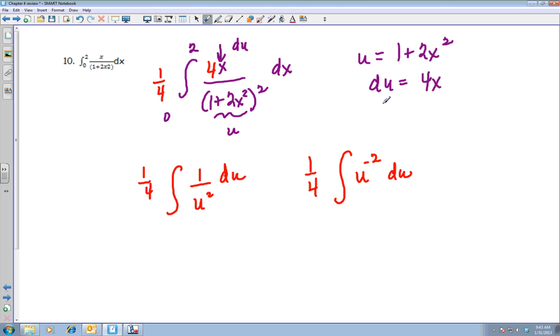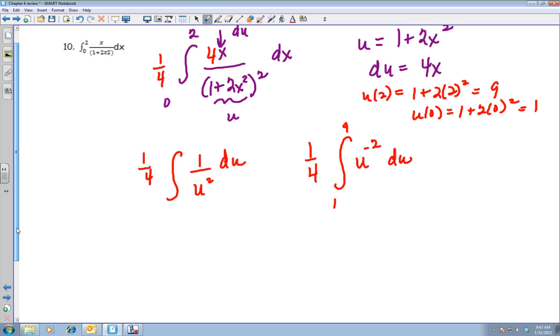I'm going to plug in 2. So u of 2, 1 plus 2 times 2 squared. That's going to be 4. 4 times 2 is 8. 8 plus 1 is 9. So that's going to be a 9. Plug in my 0. 1 plus 2 times 0 squared. So that's going to be 0. So that's going to give me 1.